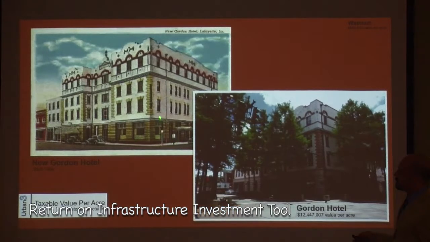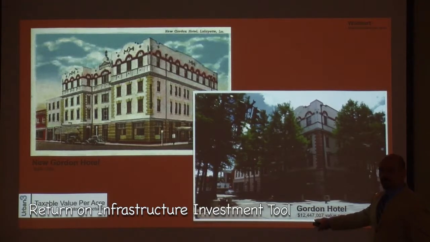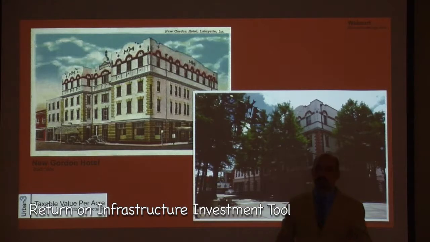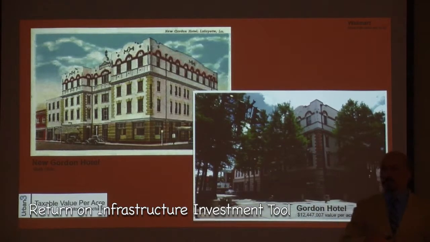This is the New Gordon, or on the postcard it was called the New Gordon, now it's just called the Gordon. But this is $12 million of value per acre. This is something that's 100 years old. It was built in 1904, so it's actually 110 years old. So think of it at this level. This is something that's in your community's portfolio.